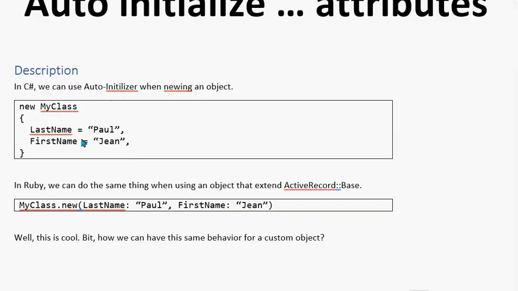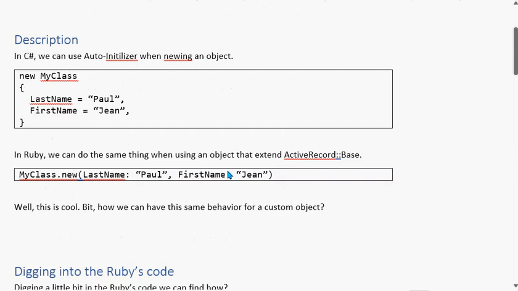You have a new class, then you have last name Paul, first name Jack. This is quite nice. It saves a lot of time. And then I realized that in ActiveRecord, when you have an ActiveRecord class, you can do the same thing. My class.new, and you put a hash with a key value, and then it works. This is cool, you save a lot of time. Then you can create an object on the fly and give attributes to be initialized.